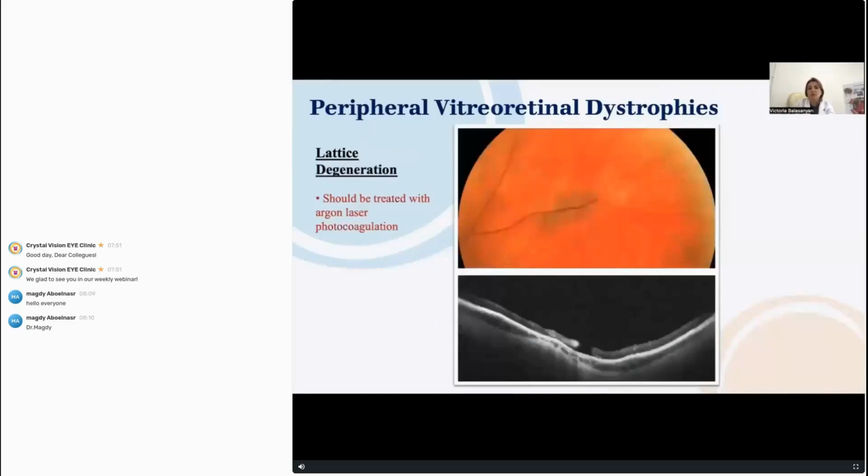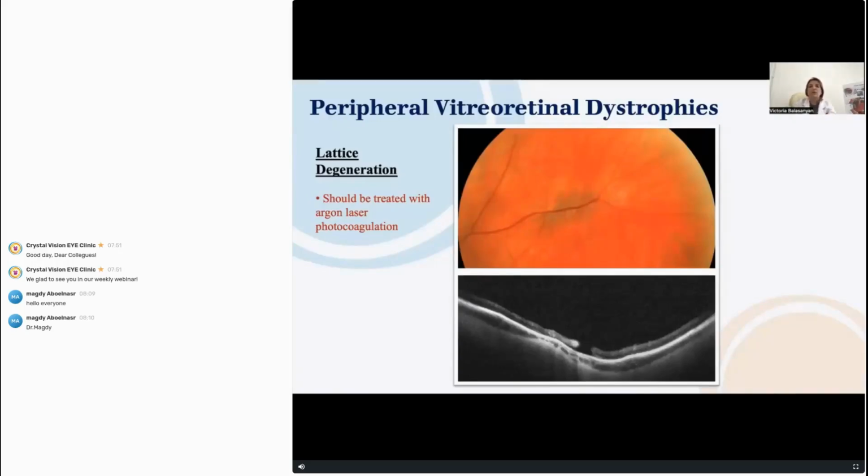There are two types of lattice degeneration: typical, well-outlined thinning with white crossing lines, and atypical, found adjacent to vessels in a radial pattern. Lattice degeneration is a common condition that can be found in 6-8% of the general population. The risk of rhegmatogenous retinal detachment due to vitreous traction is quite high, from 14 to 35% of cases. That's why preventive laser treatment is most commonly recommended, especially in patients with vitreous traction and retinal tears associated with flashes and floaters.